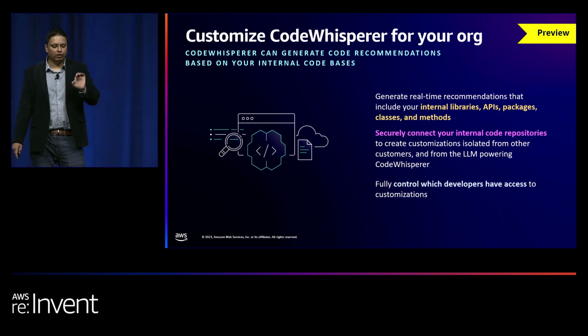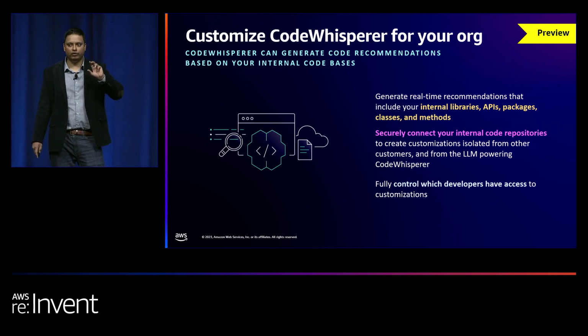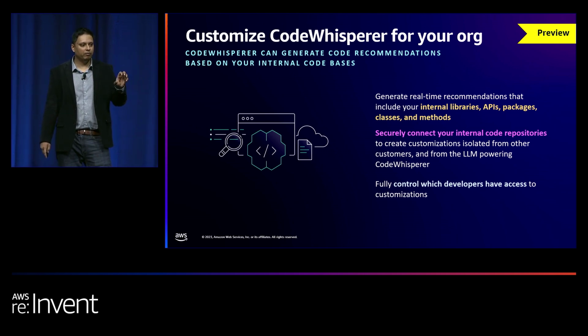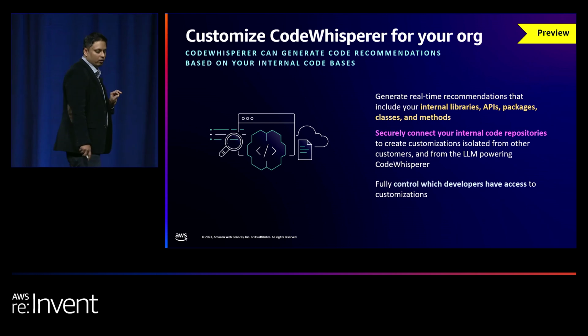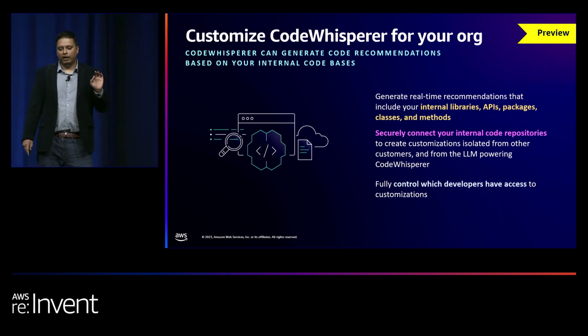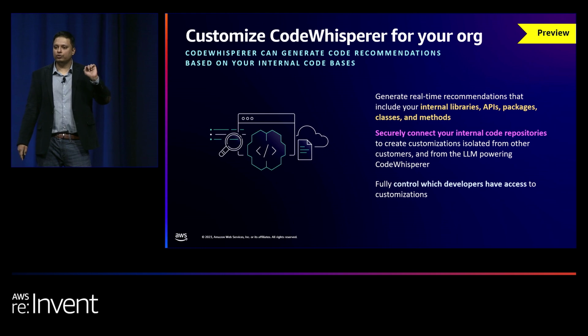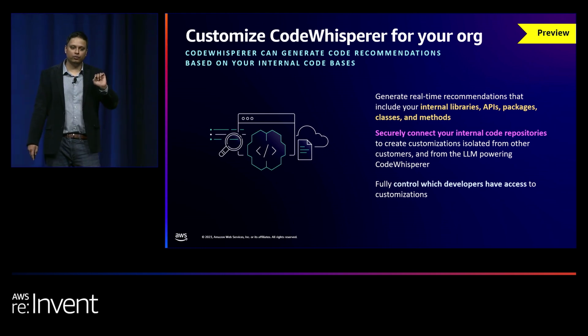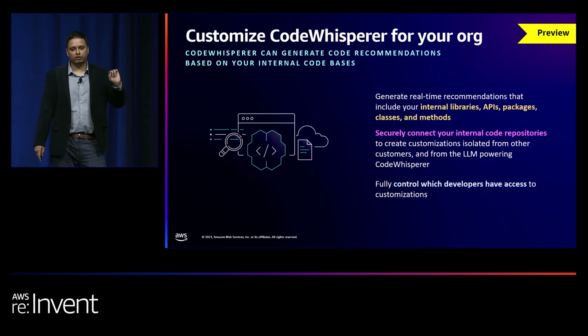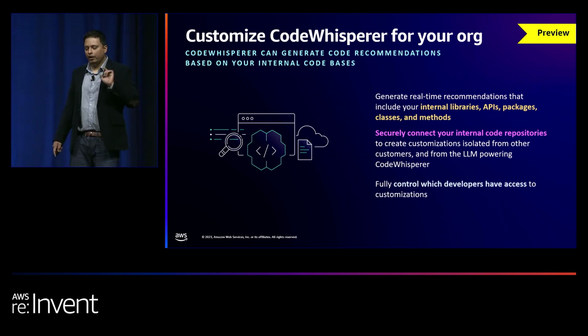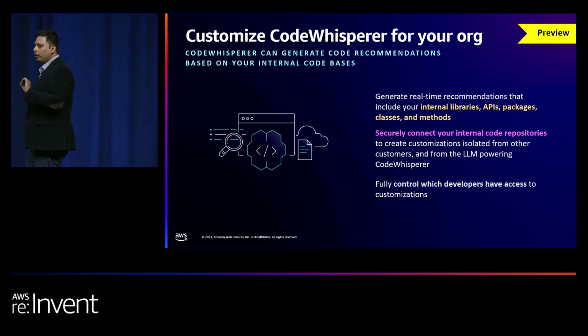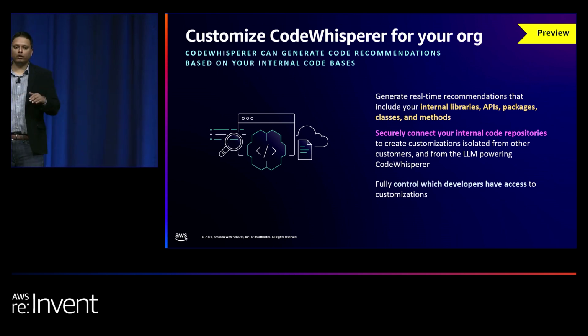So it can generate code recommendations that use your internal libraries, your internal APIs, packages, classes, and methods, which the base model of CodeWhisperer does not have in its training data, right? So you can customize it, and your developers now would have that. It can securely connect to code repositories and make sure that it will only use the code that you allow us to use to customize the recommendations. And you can fully control who in your company should have access to a given customization.